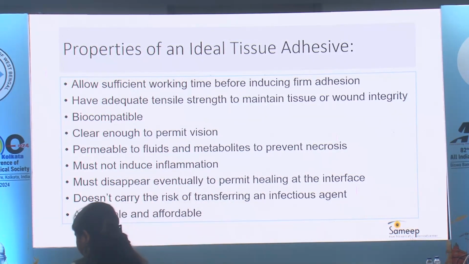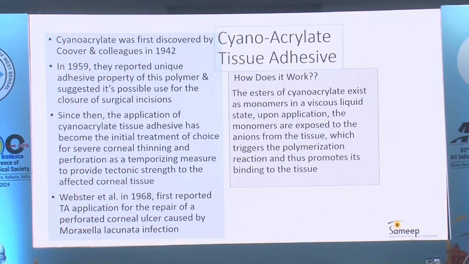So what should be the properties of an ideal tissue adhesive? It should allow a sufficient working time before inducing a firm adhesion. It should have adequate tensile strength to maintain the tissue or wound integrity. It should be biocompatible as well. It should be clear enough to permit vision, but at least cyanoacrylate is not clear enough. It should be permeable to fluids and metabolites to prevent necrosis, and it must not induce inflammation. It must disappear eventually to permit healing at the interface, and not carry the risk of transferring an infectious agent. It should be accessible and affordable.